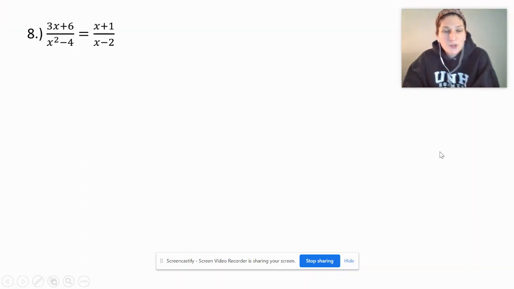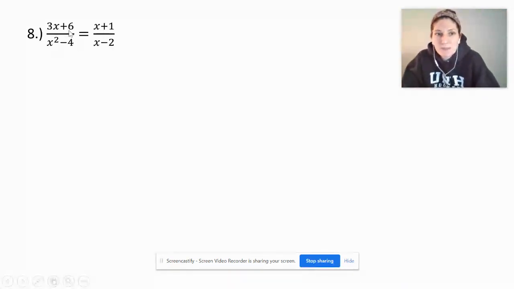Number 8. So here's another rational equation. I know it's an equation because of that equal sign. This one's a little bit different. This one, you could call it a proportion when you have one fraction equal to another fraction. So what I could do here is use my cross product property and multiply across here.